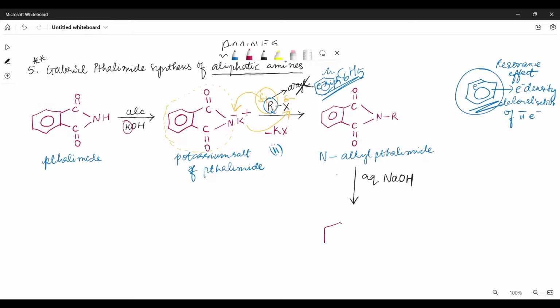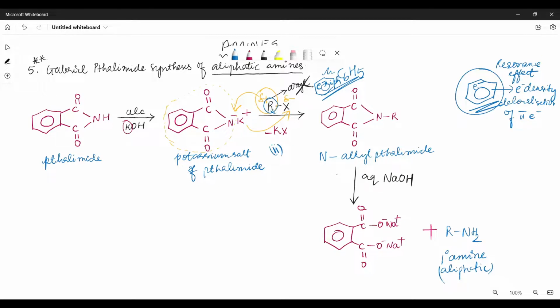Something called, this is of course there, C double bond O, C double bond O. With this you are going to get O minus Na plus, O minus Na plus. And what is this whole reaction we are doing for? It is to get amines. So finally we will arrive at primary amine, of course aliphatic, right?